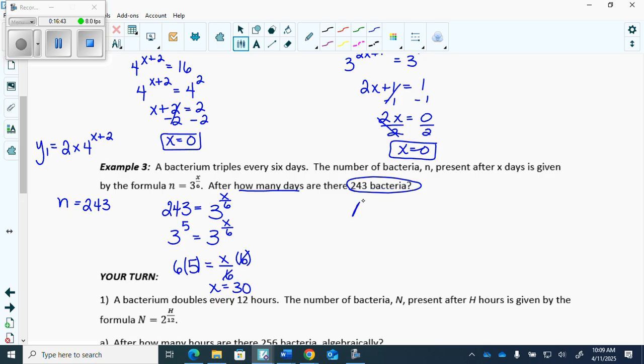So after 30 days, there were 243 bacteria.